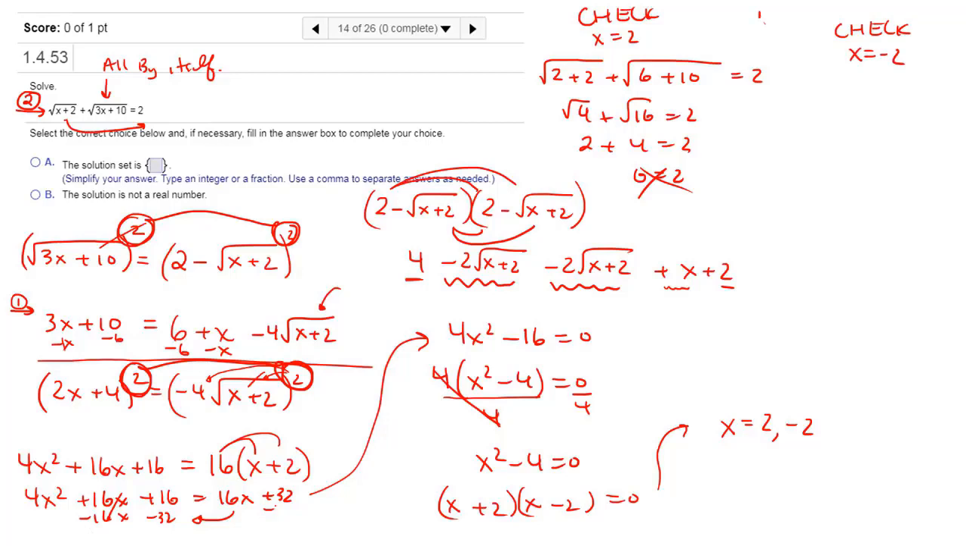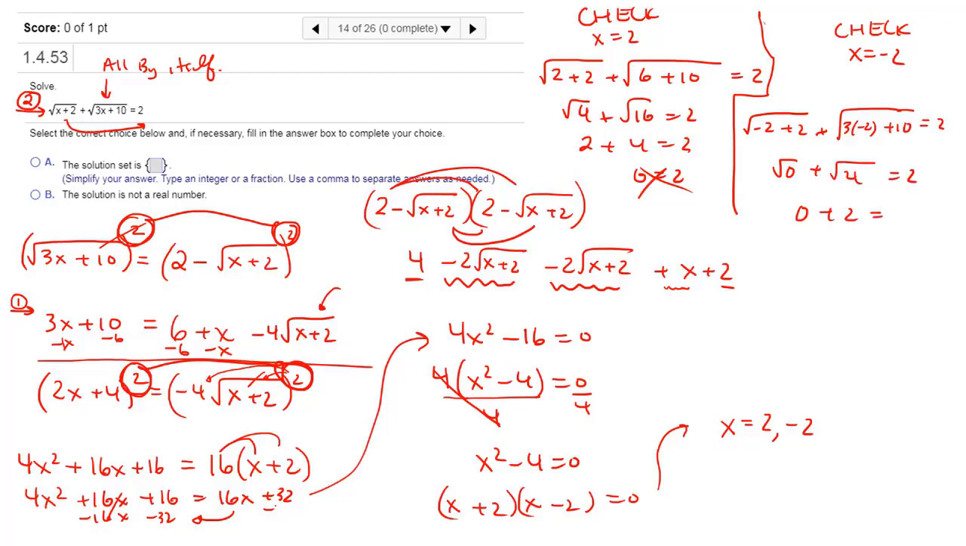So square root of... let me do this again here. So square root of 2 plus 3 times negative 2 plus 10. Will that give me a 2? Let's see. Negative 2 plus 2 is a 0. This would be negative 6 plus 10 is a 4. 0 plus 2, that does work.